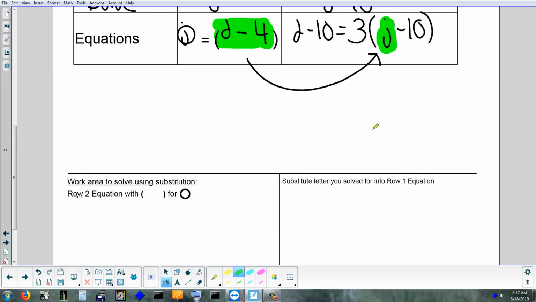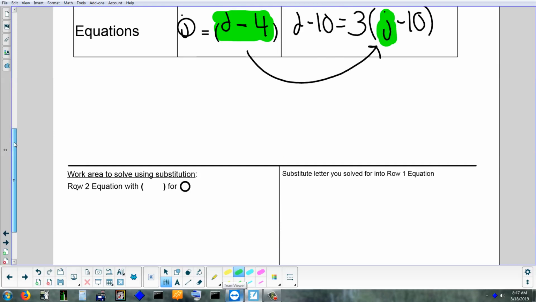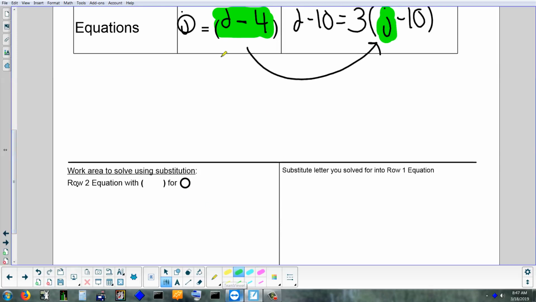Everything else stays the same. The only thing that changes is the J becomes D minus 4. Everything else stays the same. I'm always going to be substituting the row 1 equation into the row 2 equation. It's always going to work that way. In this case, I already had a variable by itself, so I do not have to rearrange. It's already done. So I'm going to get D minus 10. Again, it's all part of the row 2 equation, equals 3.